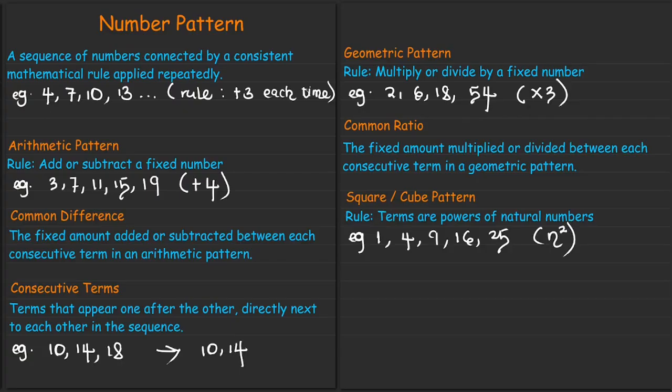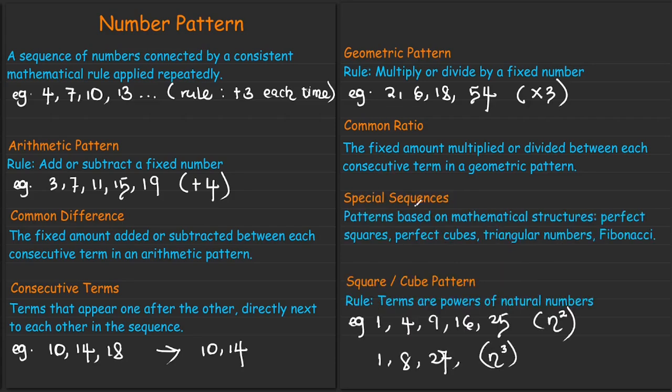You get it? Then the cube pattern will simply mean you have 1, 8, 27, and it also goes on and on. So for this, you are taking the natural numbers and cubing them. All these are part of the special sequences. Let me quickly write that down. So over here we have special sequences. They are patterns based on mathematical structures such as perfect squares, perfect cubes, triangular numbers, and the Fibonacci sequence. So we've considered the square and then the cube pattern.